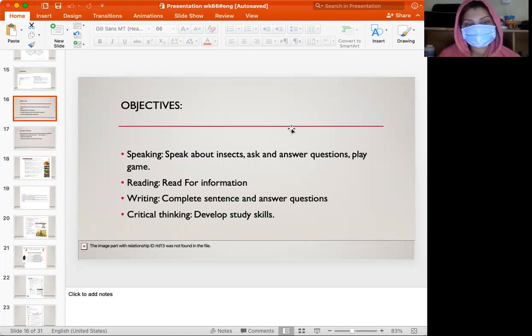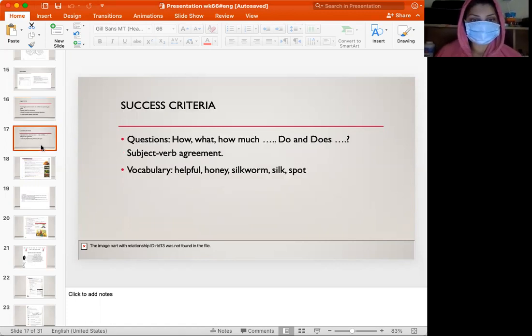Well, our lesson today is a little bit different than what we have done before. We are still speaking about insects. However, we will learn how to make some parts of a question, like questions with how, what, how much, do, does, subject, verb, and things like this. The vocabulary we have is helpful, honey, silkworm, silk, spot.